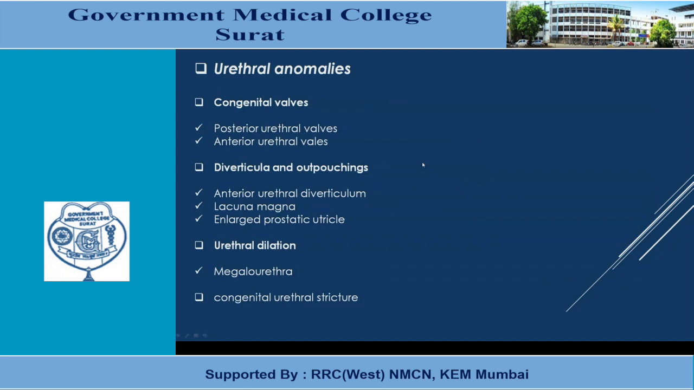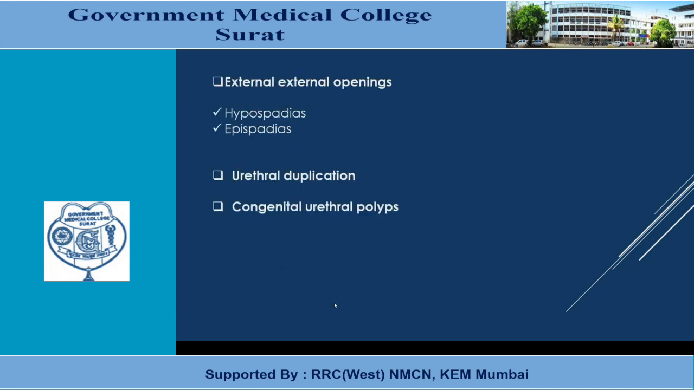Few urethral abnormalities include the congenital valves. It includes posterior urethral valves and anterior urethral valves. There are diverticula and outpouching from the urethra. Urethral dilatation may occur, called a megalourethra. Congenital urethral stricture may occur, which leads to VUR and hydronephrosis.